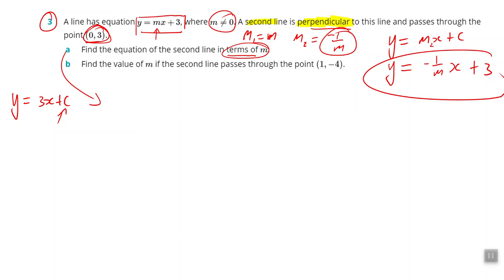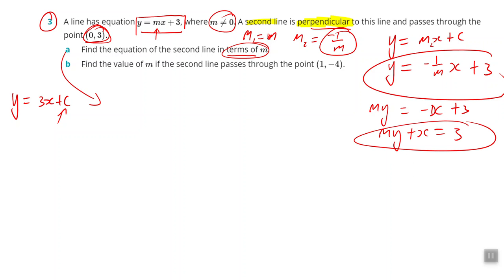Now I'm not sure whether the book rearranges the equation into a different form, but this is how I do it. If the answer is slightly different to that form, they've probably multiplied everything by m, so you get my equals -1 x plus 3. They may have rearranged it into this form. I'm not sure which form the book uses. Both are acceptable. On a test or a SAC, you won't be penalized.